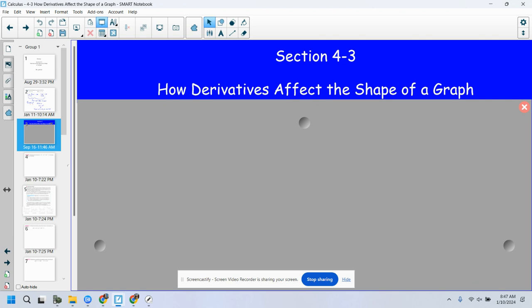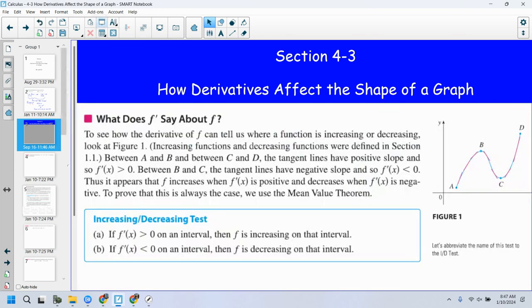Okay. So, we talked about how derivatives tell you what the slope is, right? I said a lot in the first semester, don't lose sight of the end goal. The derivative is the slope. Slope is derivative, derivative is slope. Those are the same things. Those should always be equivalent in our head.